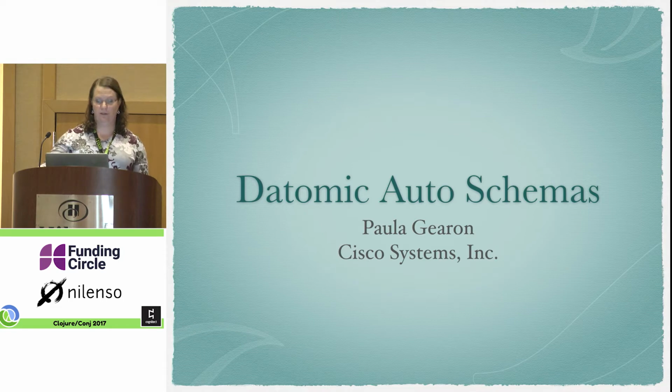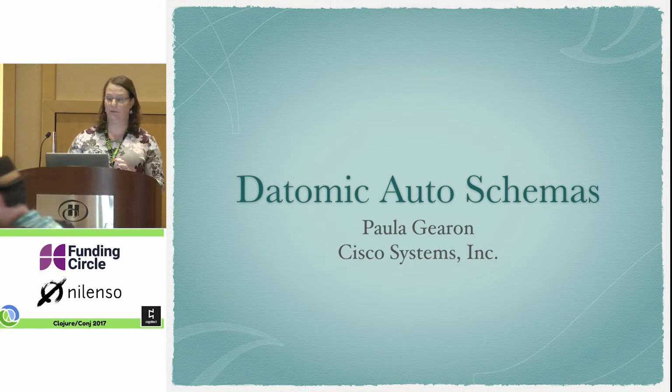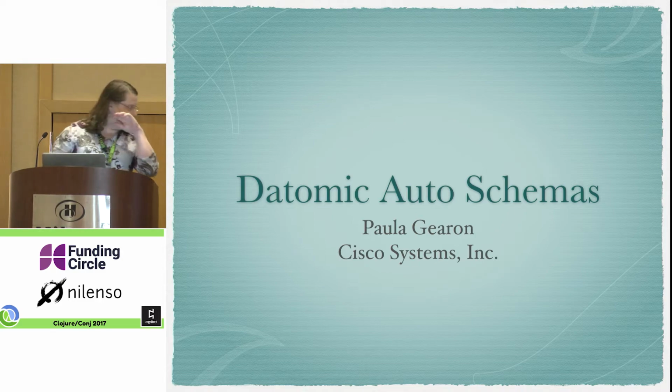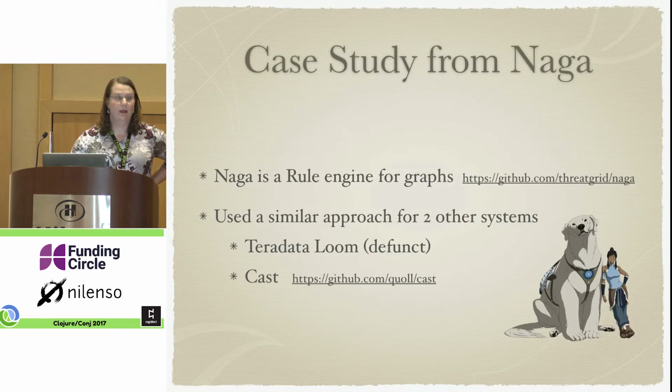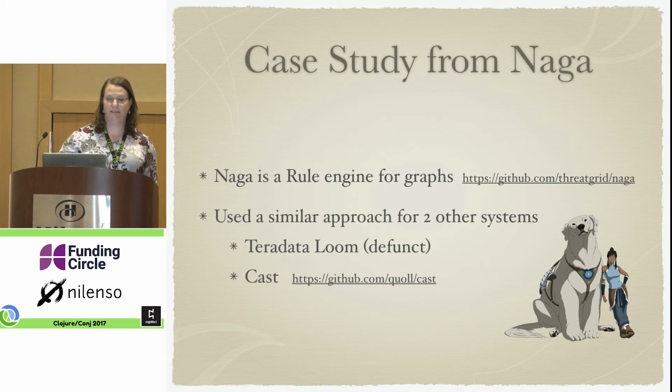I work at Cisco, and this presentation is about automatically generating Datomic schemas from third-party data. In particular, this is a case study from the system that I presented at the last conj, which was Naga. It's a rule engine for graphs. For graph databases, sorry. And it's written entirely in Clojure.